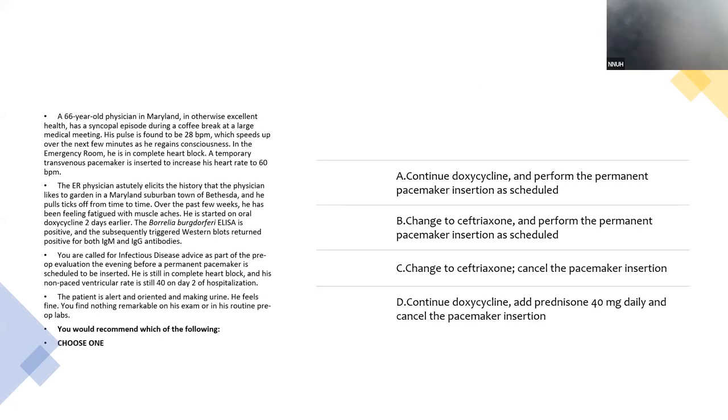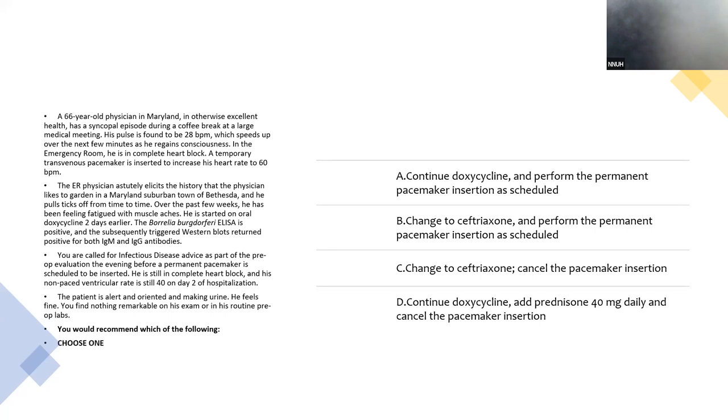A 66-year-old physician in Maryland in otherwise excellent health has syncope during a coffee break at a large medical meeting. His pulse is found to be 28, which speeds up over the next few minutes as he regains consciousness. In the emergency room, he has incomplete heart block, and a temporary transvenous pacemaker is inserted to increase the heart rate to 60. The ER physician astutely elicits the history that the physician likes to garden in a Maryland suburban town, and a tick bite occurs from time to time. Over the past few weeks, he has been feeling fatigued with muscle aches. He started oral doxycycline 2 days earlier.